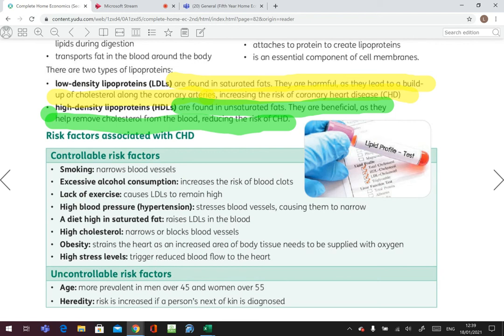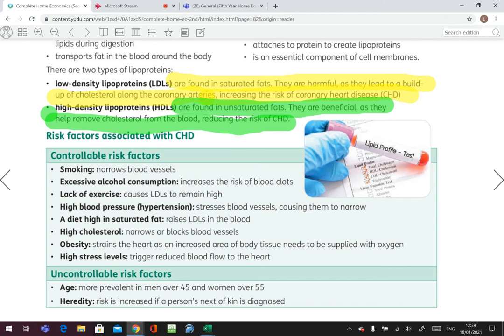So LDL is bad. It makes the cholesterol build up in our blood along the coronary arteries and increases the risk of CHD. But the HDL takes away the LDL. High is good, and they're beneficial.